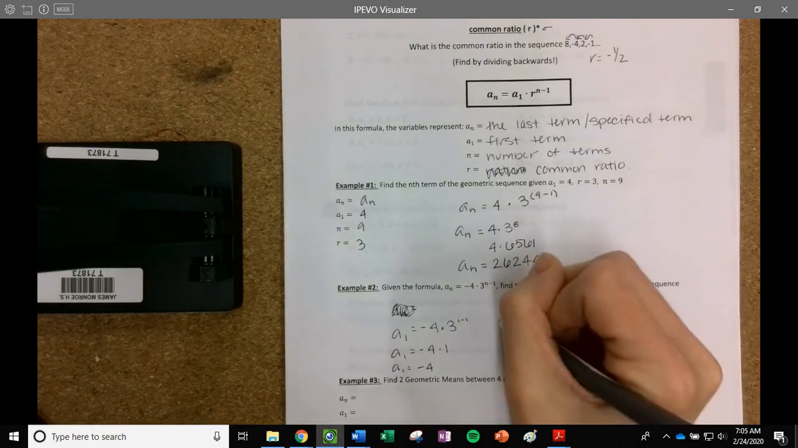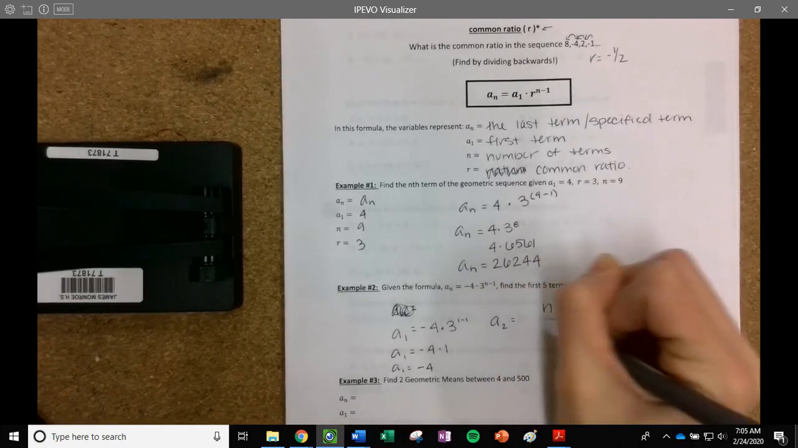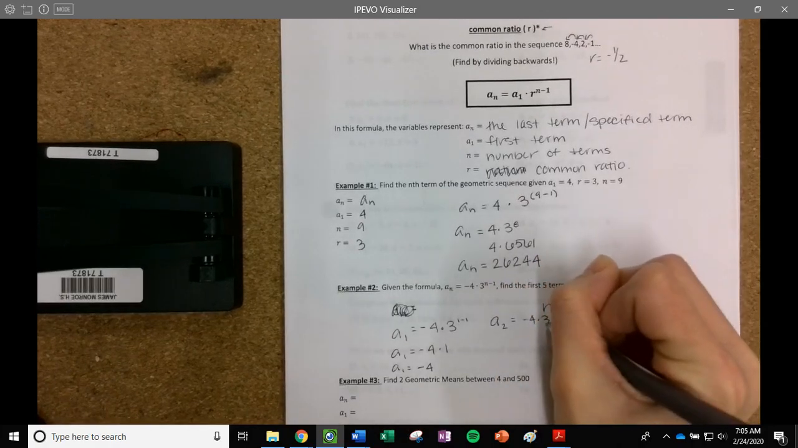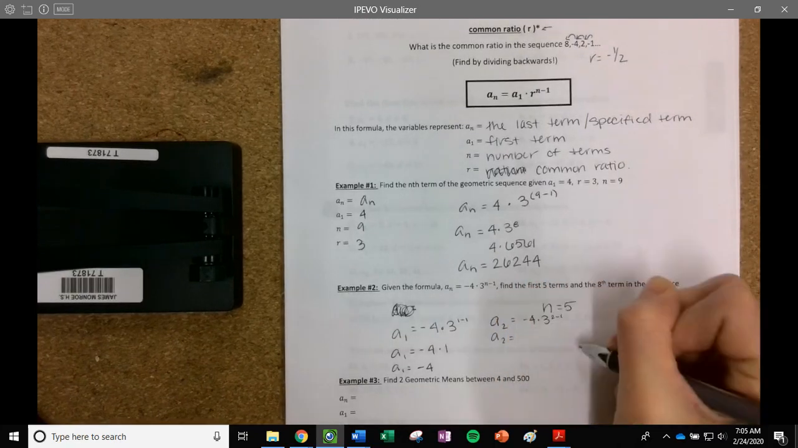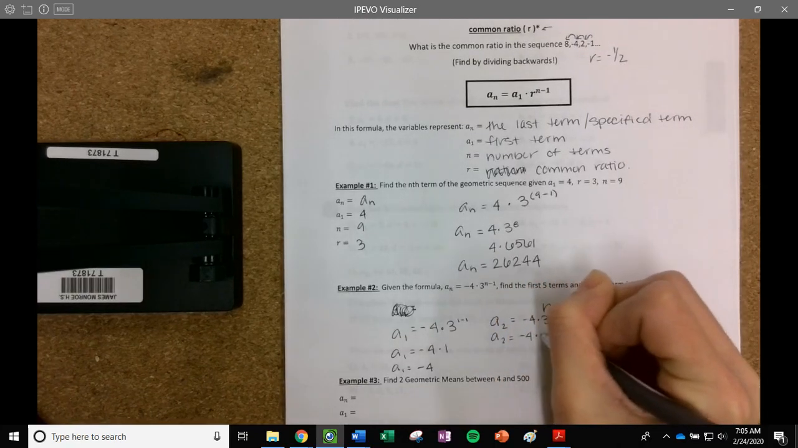All right, well, now we're going to try for 2. a sub 2 equals -4 times 3 to the 2 minus 1. I'm going to run out of room here. -4 times 3.